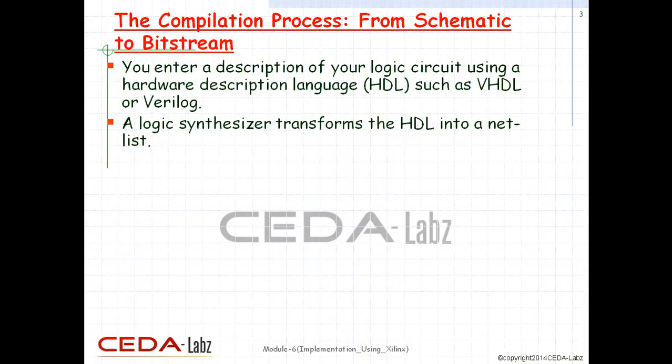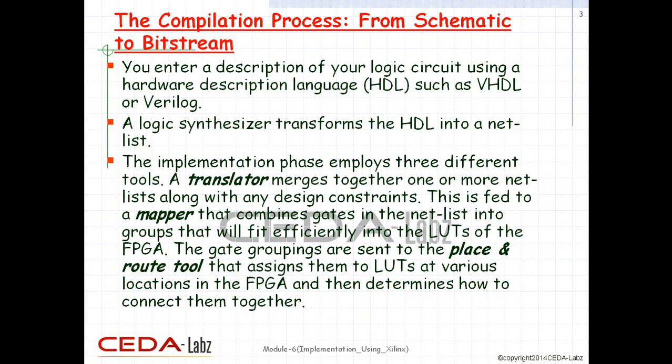A schematic is already pretty close to a netlist, so it doesn't need as much work done on it as the HDL code. The implementation phase employs three different tools. A translator merges together one or more netlists along with any design constraints. This is fed to a mapper that combines gates in the netlist into groups that will fit efficiently into the LUTs of the FPGA.